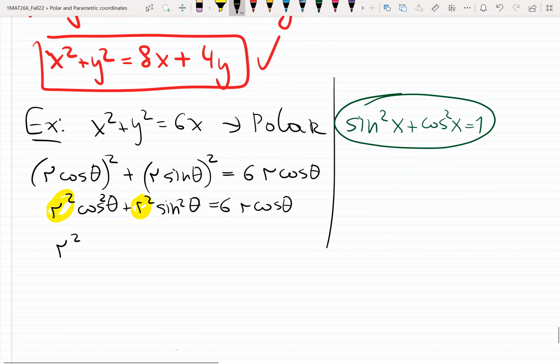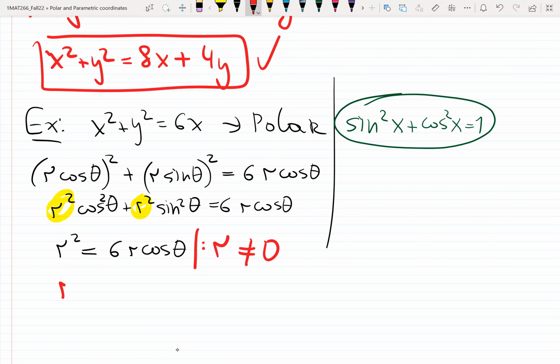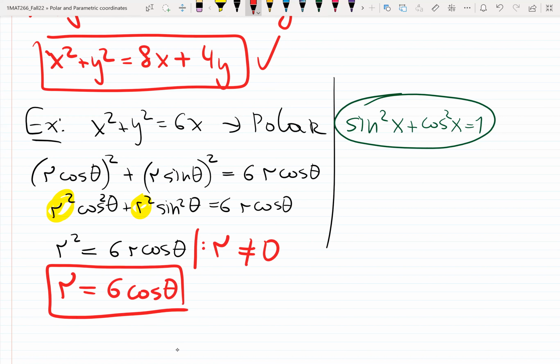So it's just r squared on the left-hand side equals 6r cosine theta. Now I'm really tempted to divide by r, assuming r is not 0. Then it's going to be r equals 6 cosine theta, and that is the final answer. Can you do that?